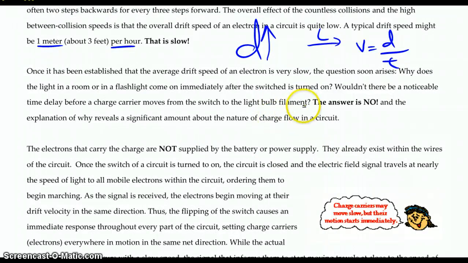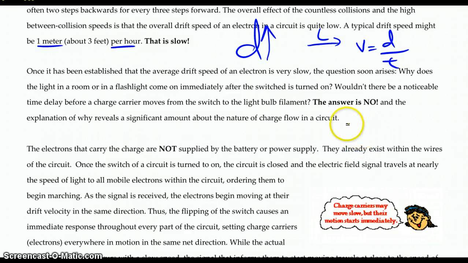So we turn on a light switch and bam, the light comes on. Now, I turn on a light switch at the front of the room and the light's all the way in the back. Those are like 40 feet away. They turn on. If it was the electrons at the switch that turned on the lights at the back, at 1 meter per hour, at 3 feet per hour, it's going to take over 10 hours for them to get there. And that obviously is not what's happening.